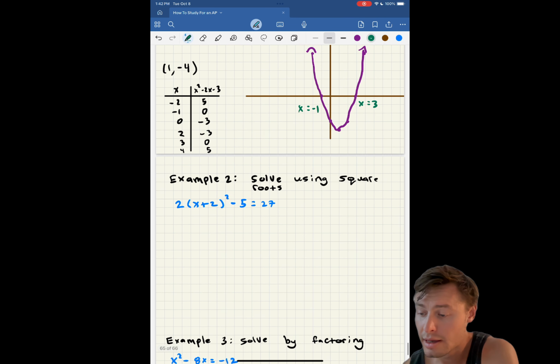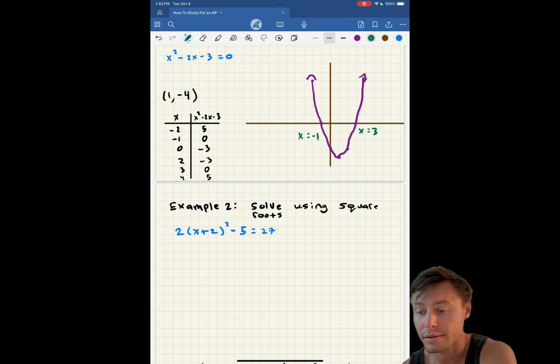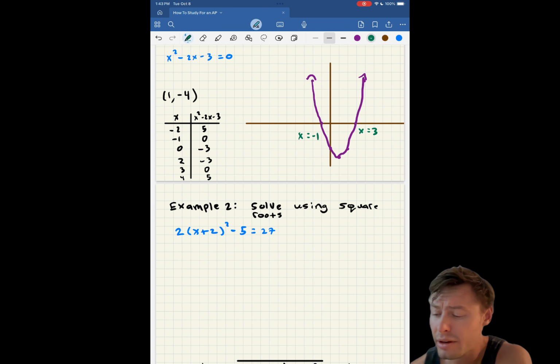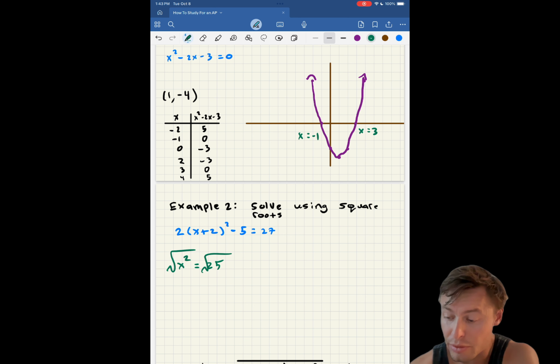All right. Example number 2, solve using square roots. Okay, so this is not challenging. It sounds a little complex, but it's not. So all you're going to do is get to the point where you have basically something squared is equal to a number, and then you just take the square root of both sides of the equation. Okay, so let's go ahead and do that and see what that looks like in this particular context.